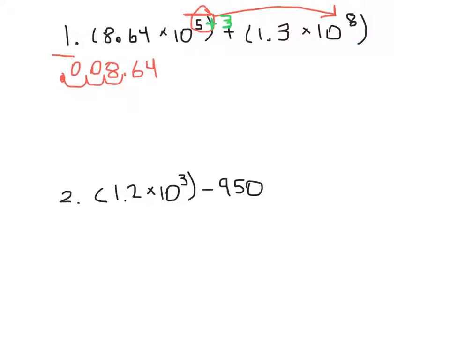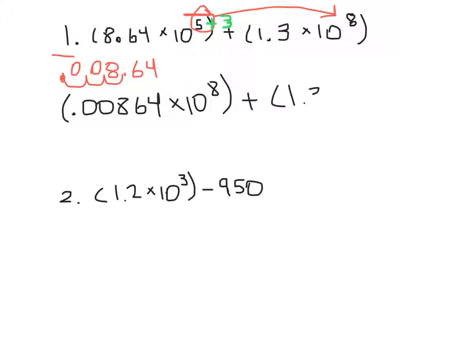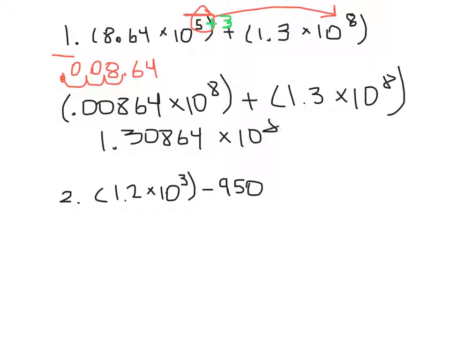All right? So now we have 0.00864 times 10 to the 8th power. And then to that, we're going to add our second number, which is 1.3 times 10 to the 8th power. Both of our exponents now match, so we can go ahead and add in our decimals. So if you add the first decimal, 0.00864, to 1.3, you would get 1.30864, and then we're just going to multiply that times 10 to the 8th power.